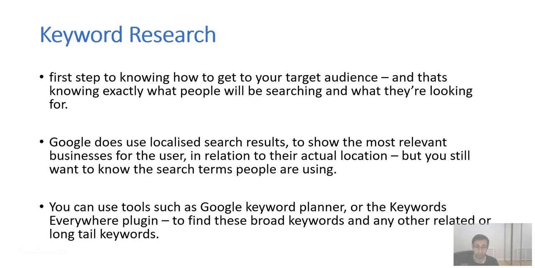You can use tools such as Google Keyword Planner or the Keywords Everywhere plugin. There's a few more like Ubersuggest and keywordtool.io. You can then find these broad keywords. Your best bet when you're starting out is to go with the more long tail keywords, things which have lower search volume but are lower hanging fruit.